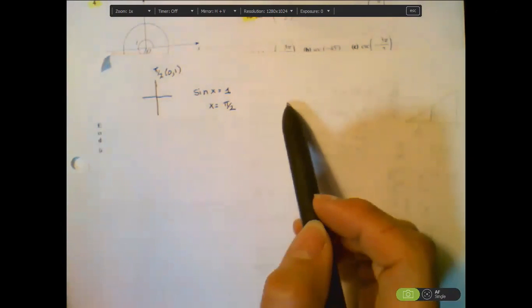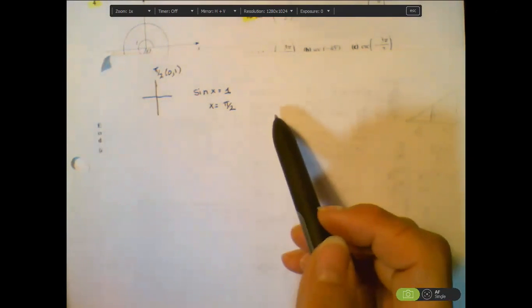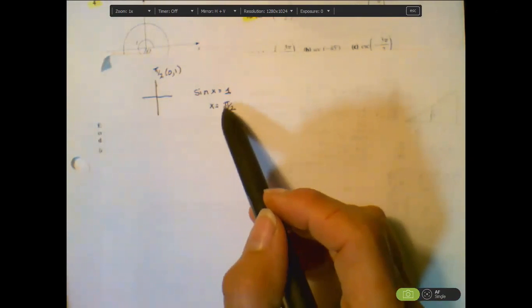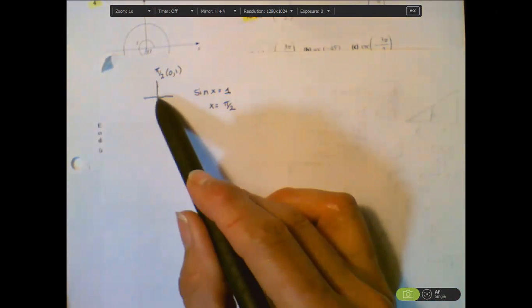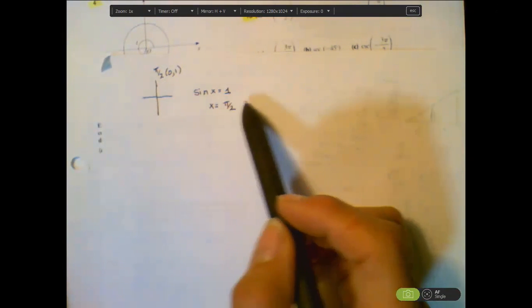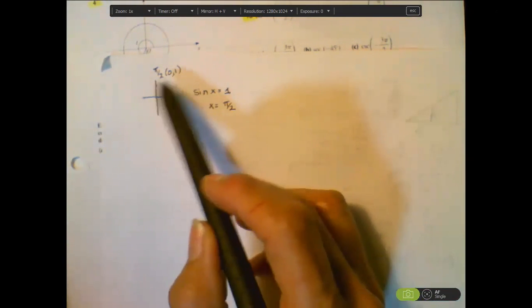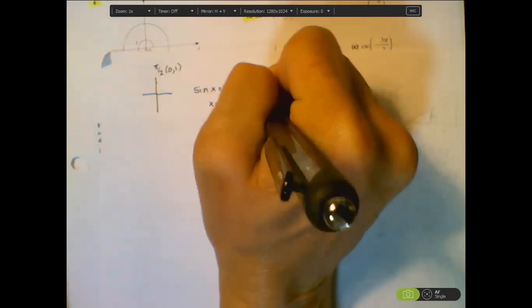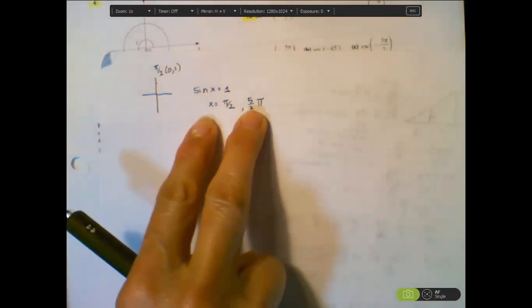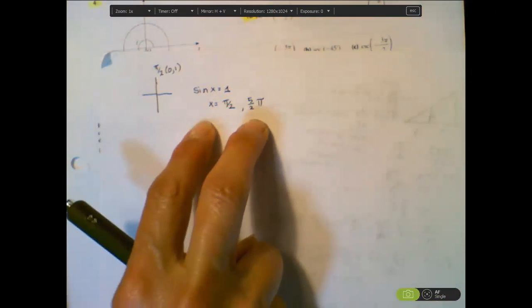2 pi. So one of the first things we did in 5.1 was I gave you an angle and I said find coterminal angles. You just added multiples of 2 pi, or you could subtract multiples of 2 pi. So first time around the circle, the name of this guy is pi over 2. But the second time around the circle, add another 2 pi to that, and its name is 5/2 pi. So pi over 2 and 5/2 pi would be the two angles in two revolutions of the unit circle where the y coordinate is 1.